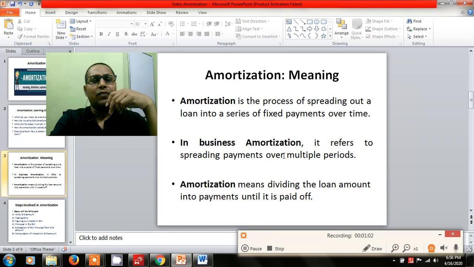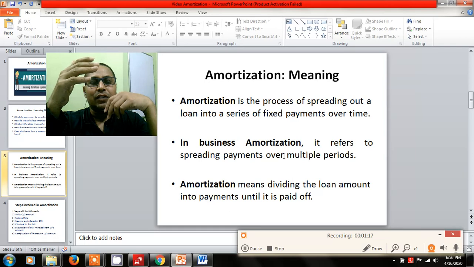Definitely the meaning of amortization, we can say it very clearly, is that amortization basically is the process of spreading out a loan into a series of fixed payments over the time period for which the loan is taken. In business, it refers to spreading payments over multiple periods. So this basically is dividing the loan amount into equal monthly installments or equal annual installments.